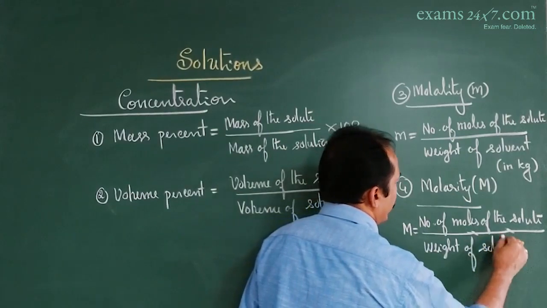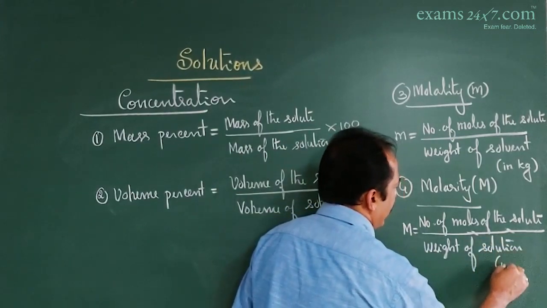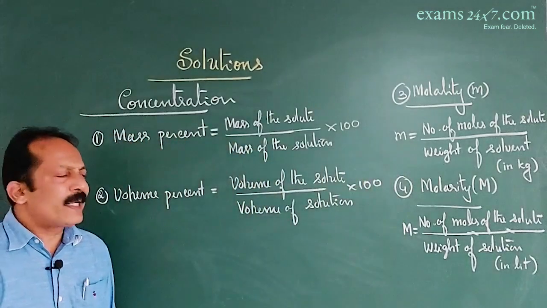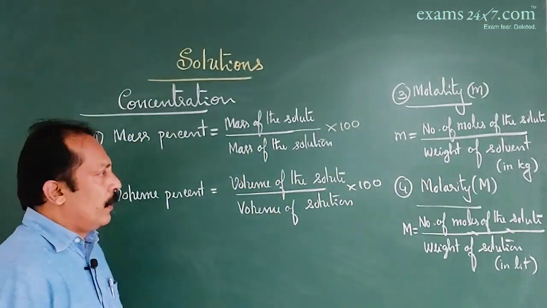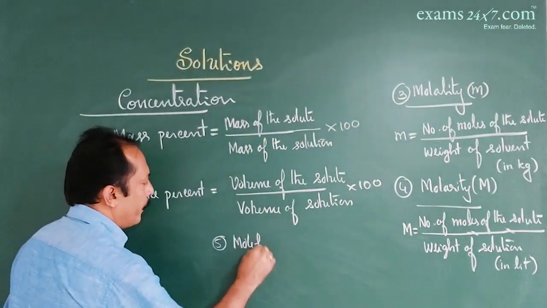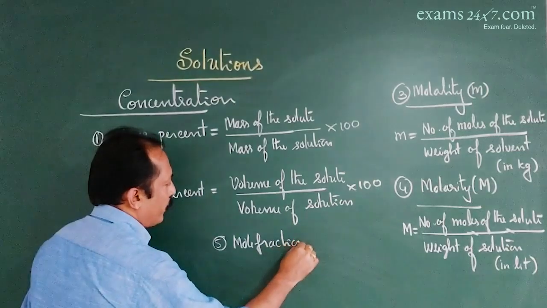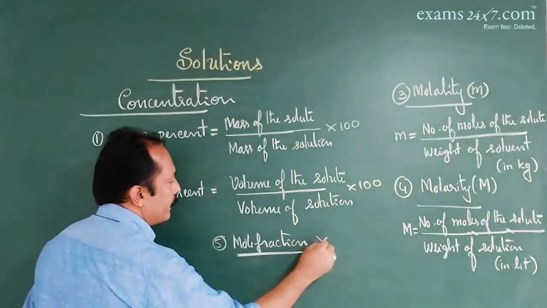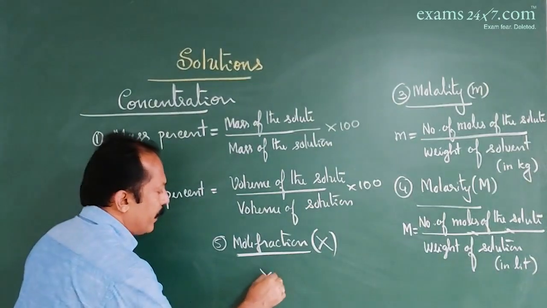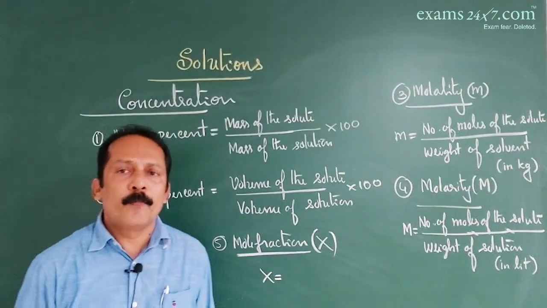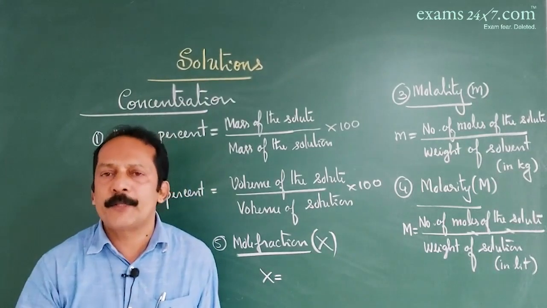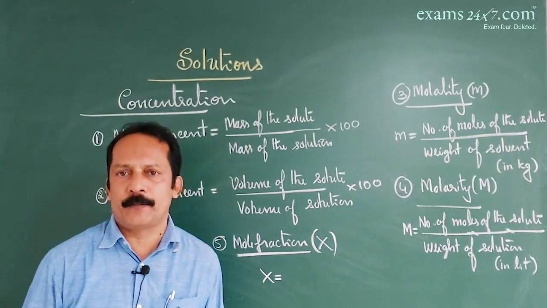Weight of solution in terms of liter. That gives molarity. Now, the last one is about the mole fraction, X. Mole fraction is nothing but the number of moles of the solute divided by the total number of moles of the different components present in the mixture.